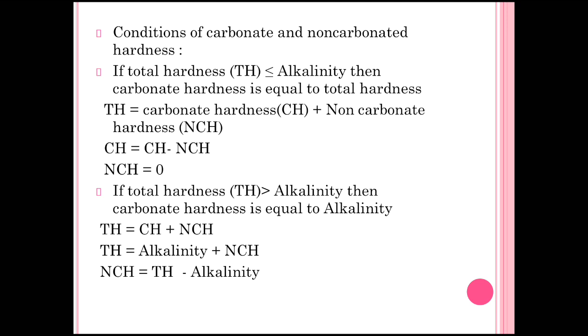We have to calculate the carbonate hardness. Now if the total hardness is greater than the alkalinity, then the carbonate hardness is equal to the alkalinity. The total hardness is equal to carbonate hardness plus non-carbonate hardness, so we know that CH is equal to alkalinity, and the non-carbonate hardness is equal to the total hardness minus alkalinity.